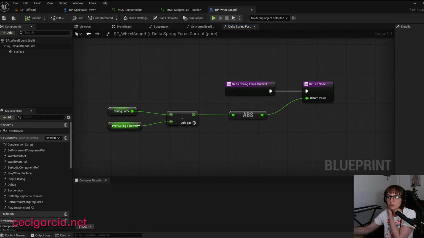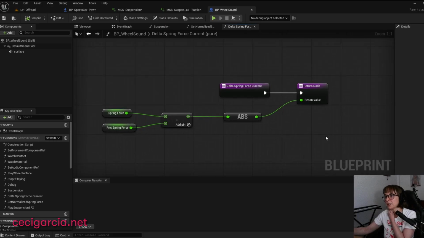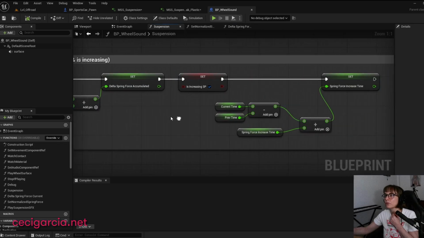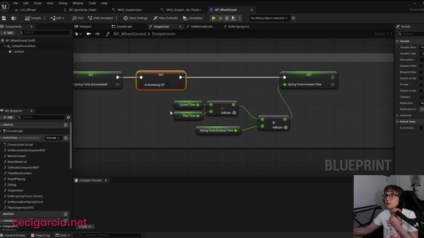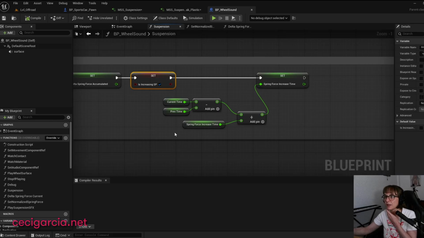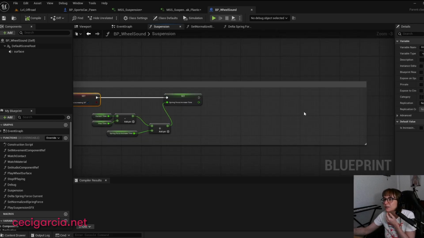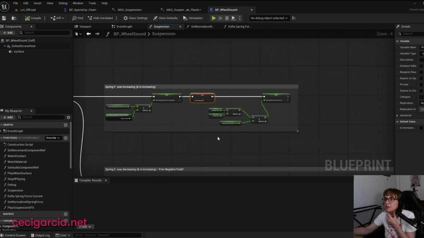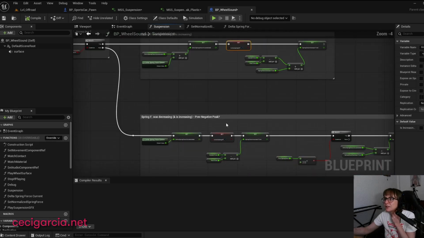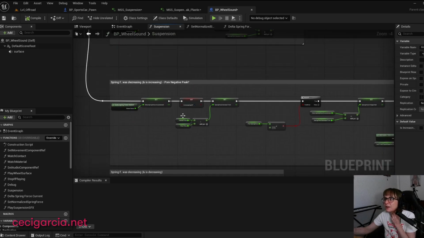Okay, which is the difference between the spring force and the previous spring force. I said that it is increasing, and the same for the time. I save the time. This could have been done maybe in another, simpler way, but here, this way I have all this information available.